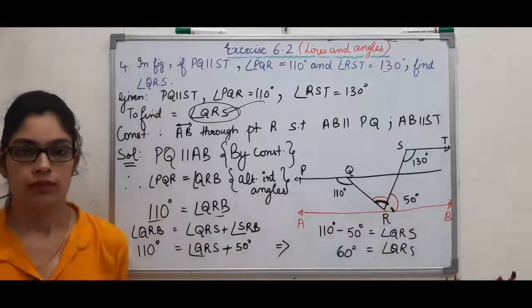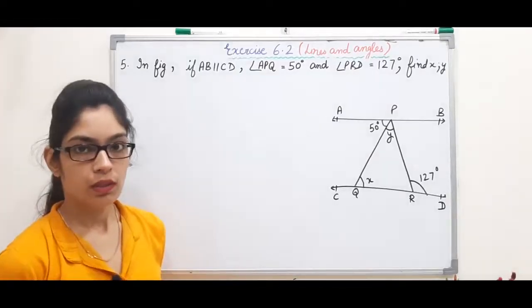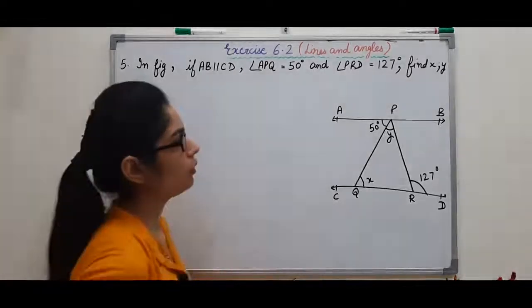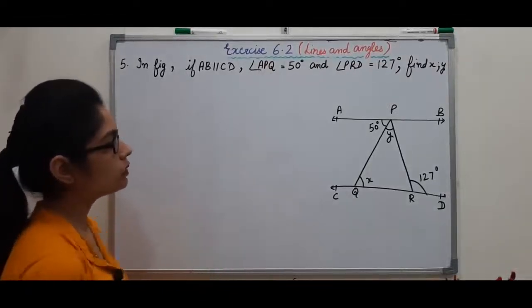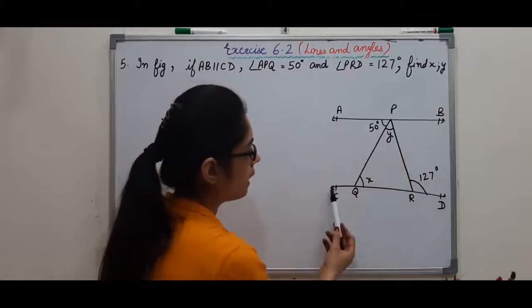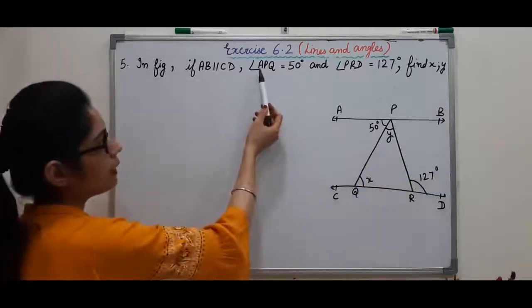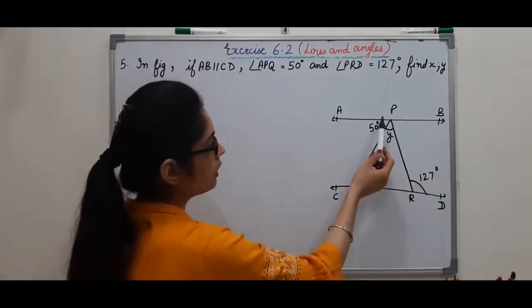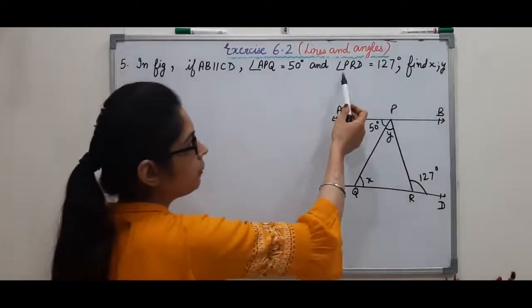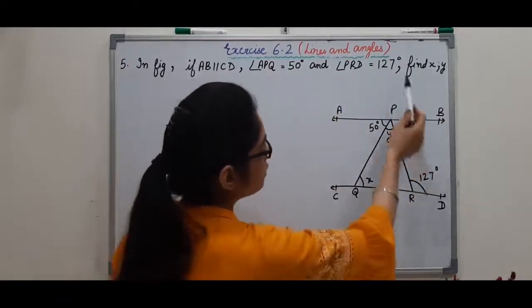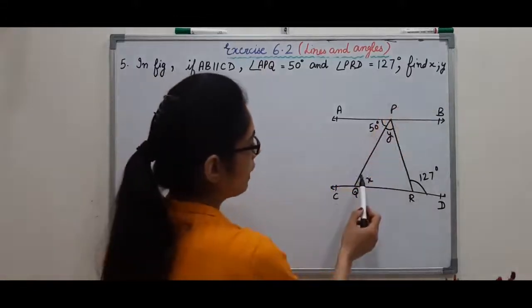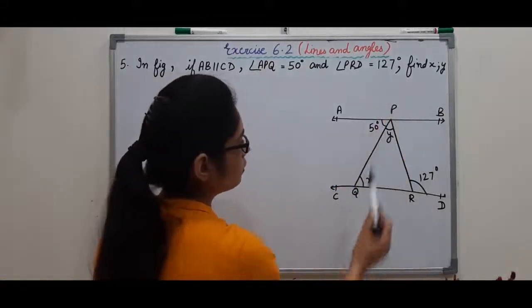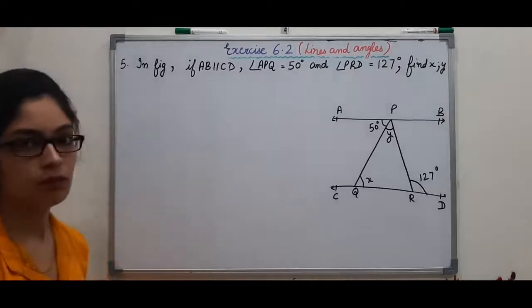Now let's do the next question. In question number 5, this figure is given to us and it's mentioned that AB is parallel to CD. This line AB is parallel to CD, and angle APQ is equal to 50 degrees, and angle PRD is equal to 127 degrees. We have to find the value of X and Y, this and this. So these two angles we have to find.